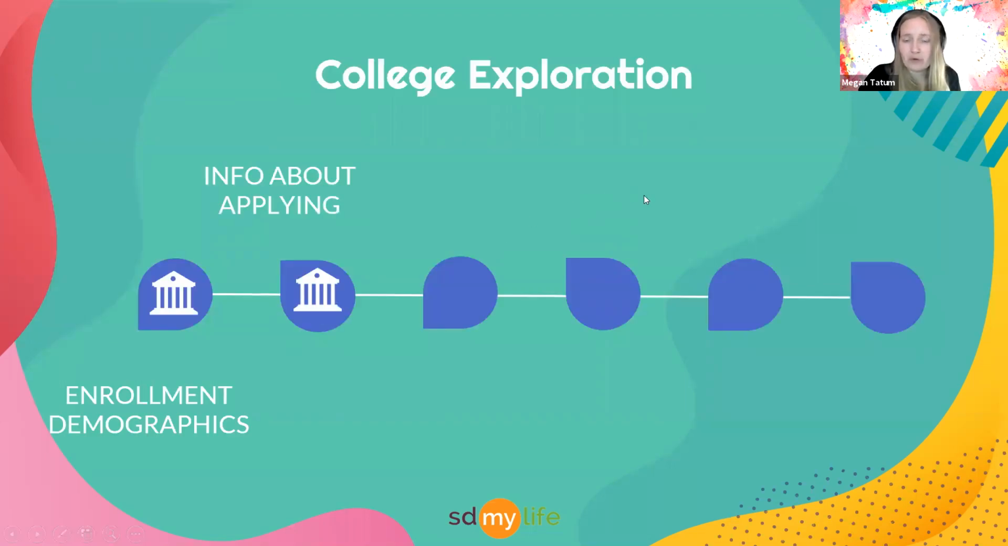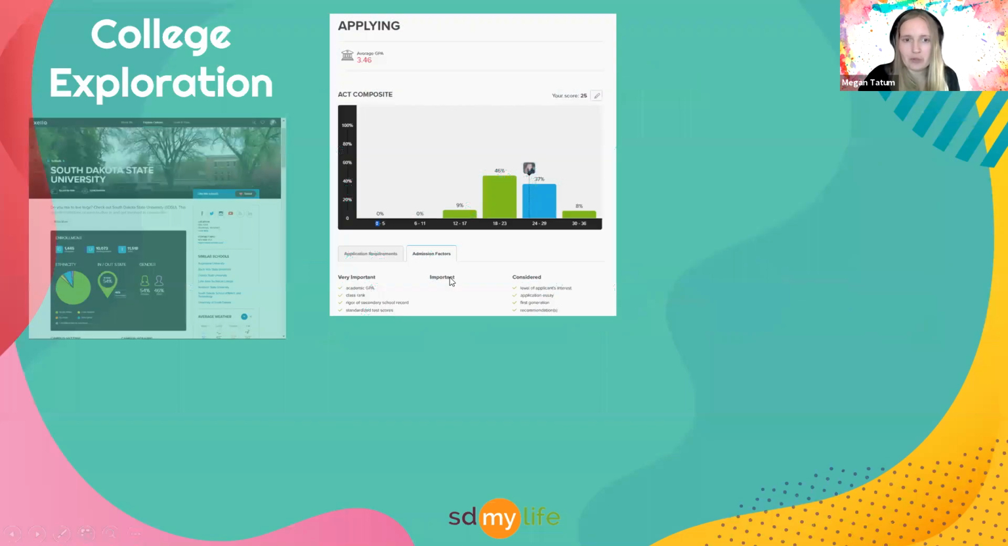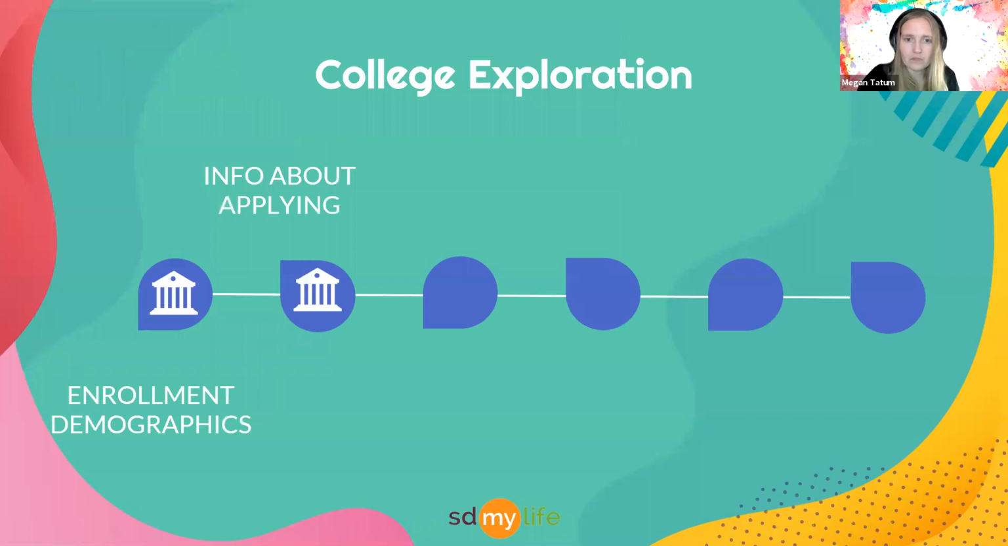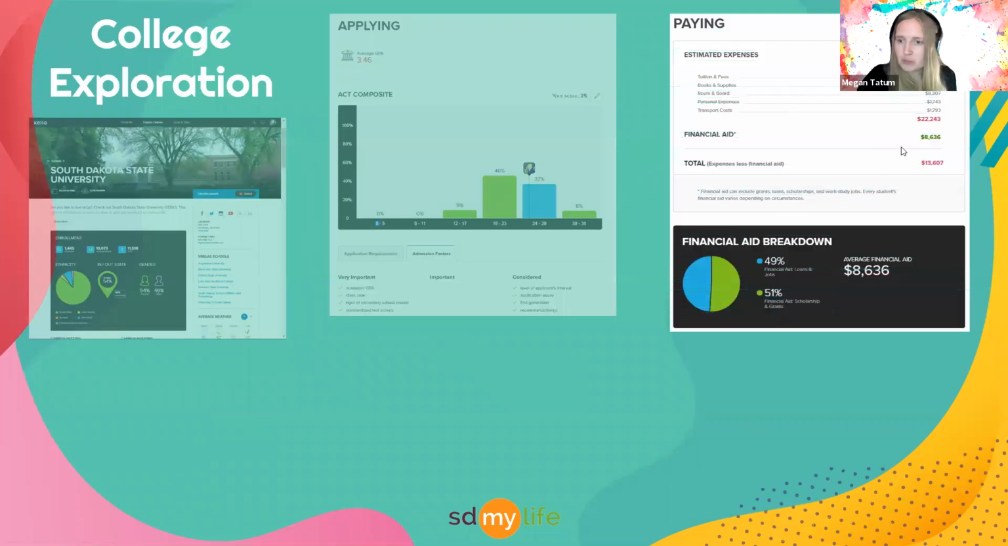You can look at info for applying. So what information is needed when you apply? There's application requirements and admissions factors. So what types of items the college is looking at your application for. There's costs. So how much will it cost to go to school there? You can see the tuition, the room and board. You can also see a financial aid breakdown. And again, this is an average breakdown, but you can see that cost as well.